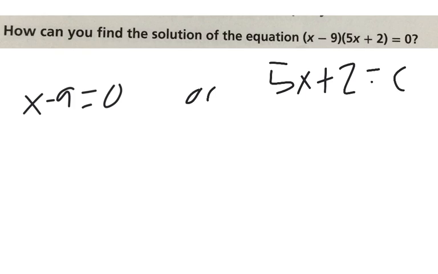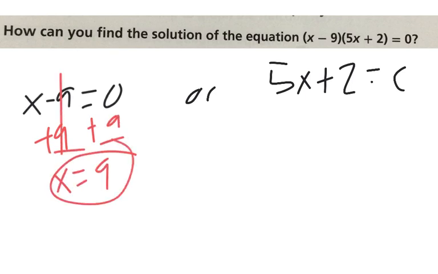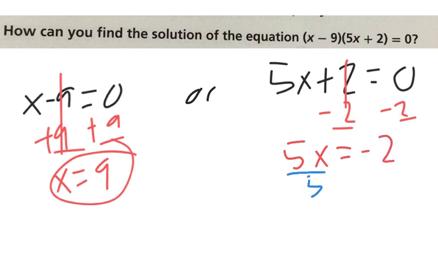Solve. So now x is not by itself because we're subtracting 9. So we add 9. So x equals 9. Over here I subtract 2. 5x equals negative 2. I forgot the equal sign. 5x equals negative 2. Then I divide by 5.